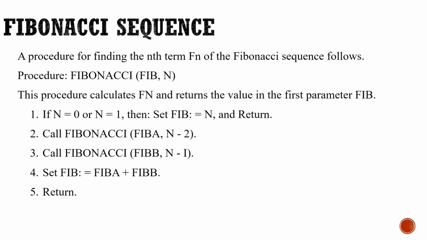Now let us take the procedural part of the Fibonacci sequence. Fine. The same example which we explained earlier. Fib, comma, n. I want to generate fib of n, that is, fib of 5. How will it be done? If n equal to 0 or n equal to 1, then set fib equal to n and return. Let us take n equal to 2 for a simple case. Then 2 is not equal to 0, 2 is not equal to 1, so we'll go to line number 2. What is line number 2? Fib a, the first number, will be equal to n minus 2. What is our n value? 2. 2 minus 2 is 0.